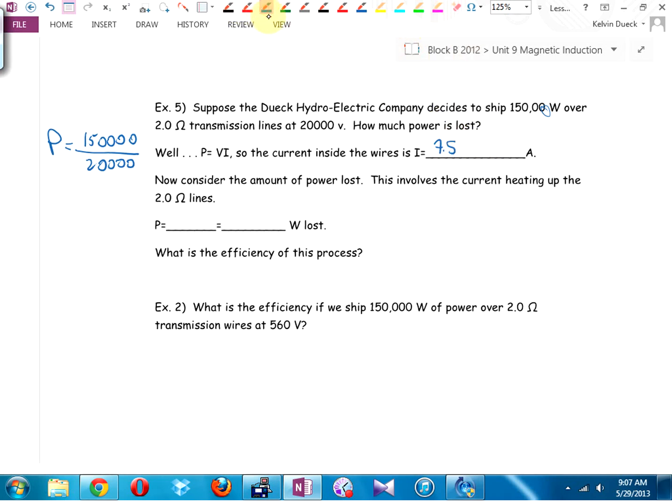I don't want to use V times I. I need to somehow take into account the resistance of the wires. I know the current in the wires is 7.5. I know the resistance of the wires is 2 ohms. So I'm going to use this version of Joule's law, I squared R. It's going to be 7.5 squared times 2. How many watts do I lose?